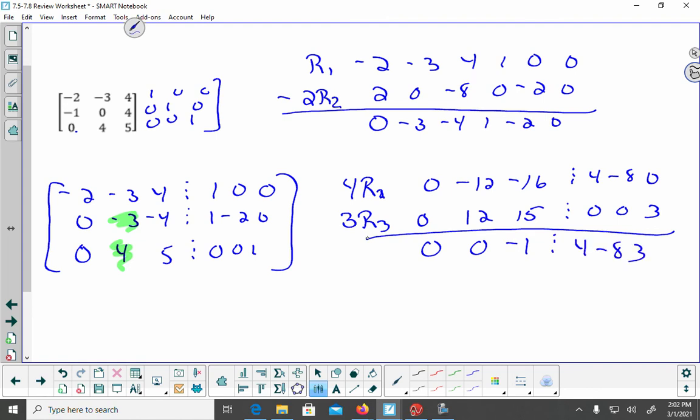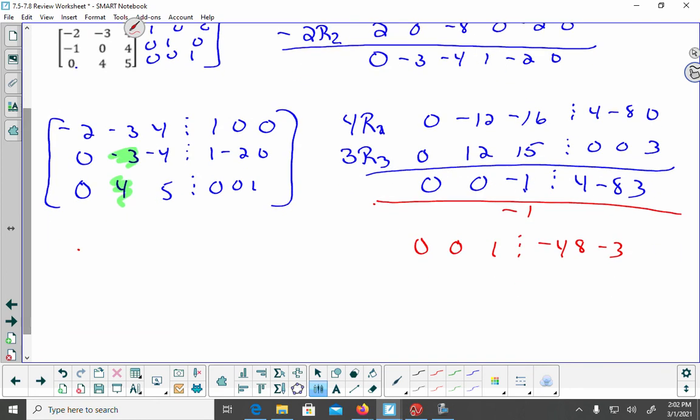Well, I want this to be a positive 1, so I am going to take the time right now to divide everything by negative 1. And I'm going to get negative 4, 8, and negative 3.